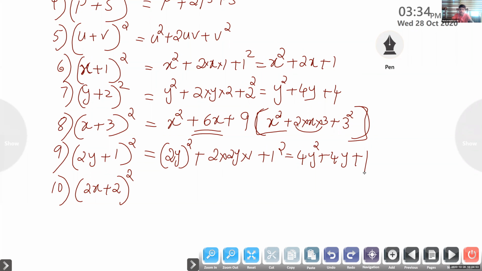Next, 4y square plus 2 into 2y into 1 for the 2ab term. So 4y into 2, 4.